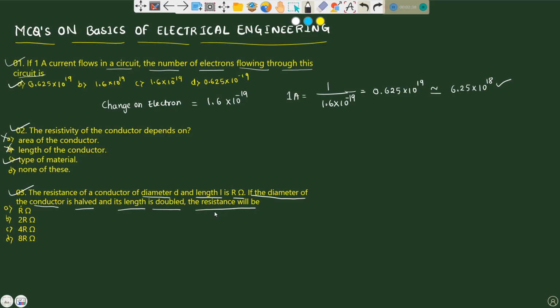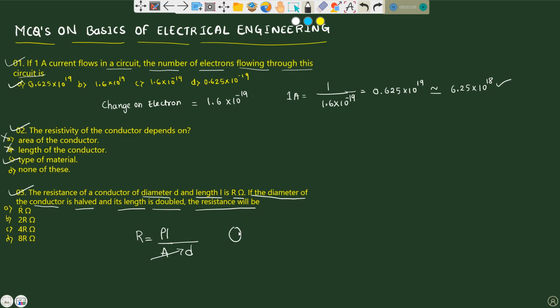While solving any MCQs, and whenever a lecturer or faculty is telling you some problems, you just pause the video and try to solve by yourself first. Later you unpause the video and check for verification. So let's solve this. We know that R equals rho L by A. Instead of A they are saying d.